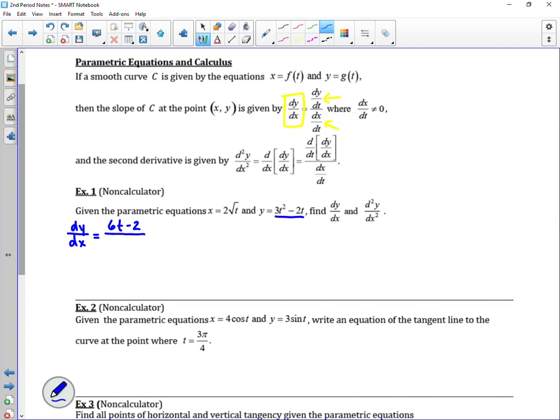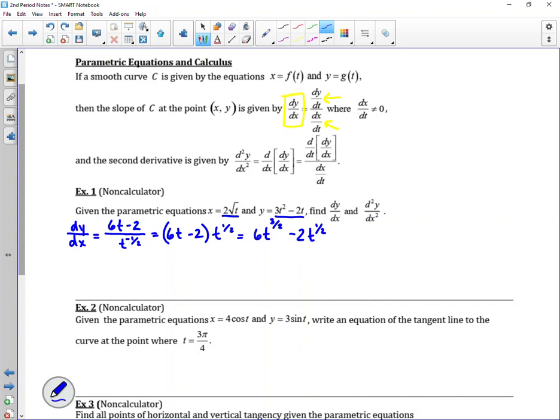And then just put it over the derivative of x, which is t to the negative half. Okay, let's maybe make this a little bit nicer. So 6t minus 2 times t to the 1/2, or 6t to the 3/2. Am I doing this right? Minus 2t to the 1/2. Okay, are you okay with that? Yeah?